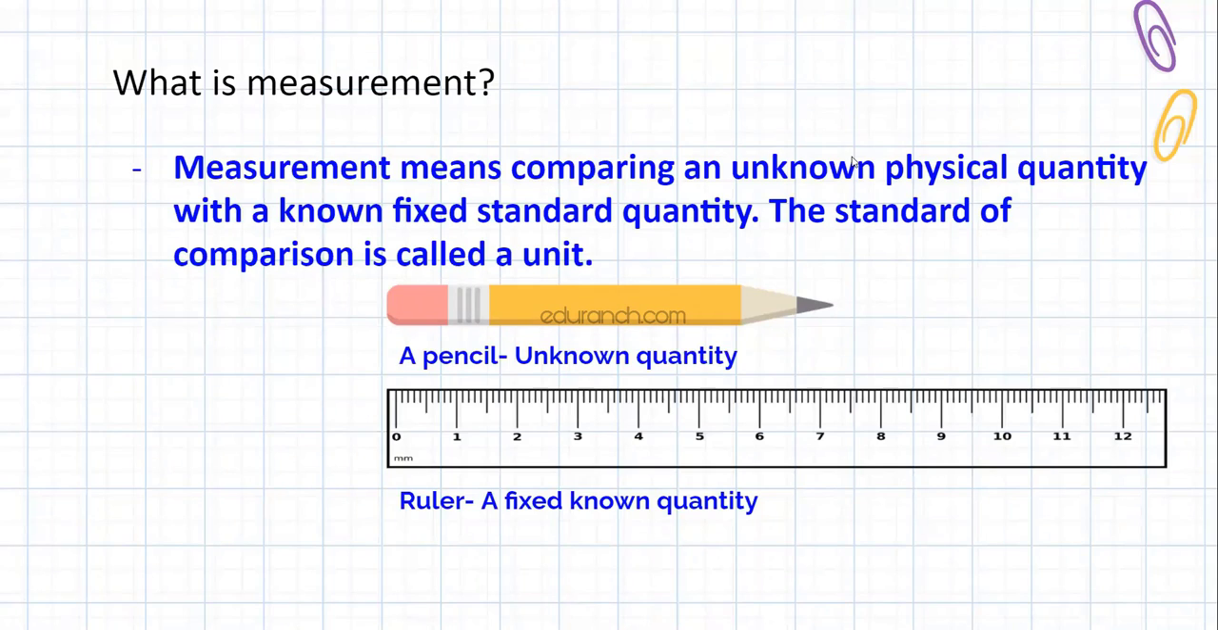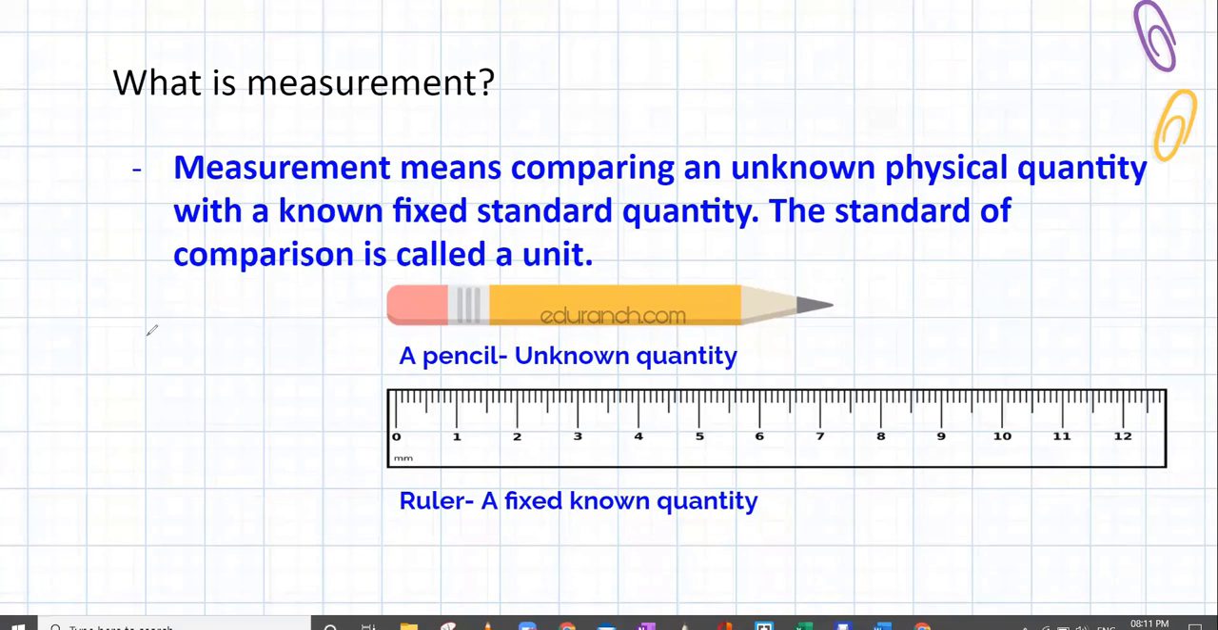So now let's see what is a measurement. Measurement means when we compare an unknown physical quantity with a known physical quantity. What does that mean? Now look at this pencil. If we want to measure this pencil, this is an unknown physical quantity. We don't know the length of this pencil.